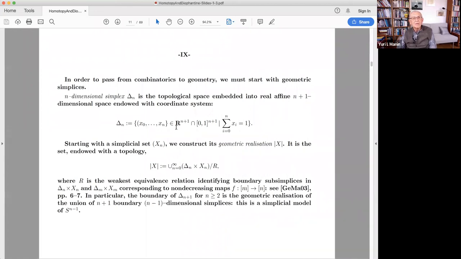We consider n plus one dimensional real space with coordinates, and consider the product of coordinate intervals from 0 to 1 along all axes, so n plus one axes, and consider points there. And now consider only those points where the sum of coordinates equals one. Then we get a generalization of the triangle to any dimension, and it is called a simplex. So I will return back.